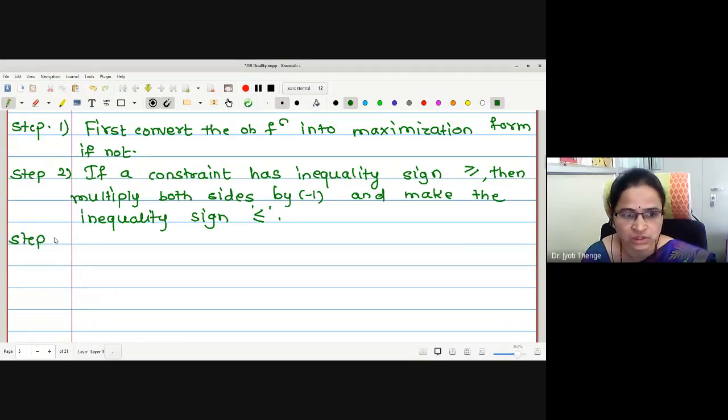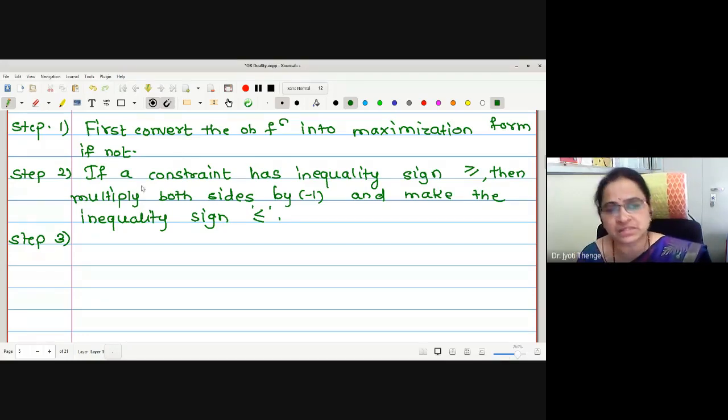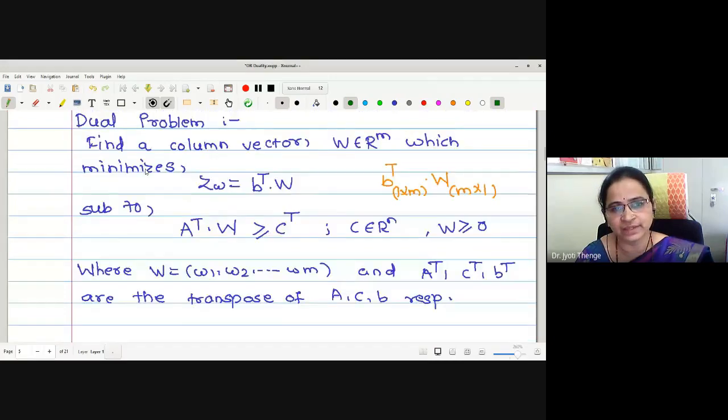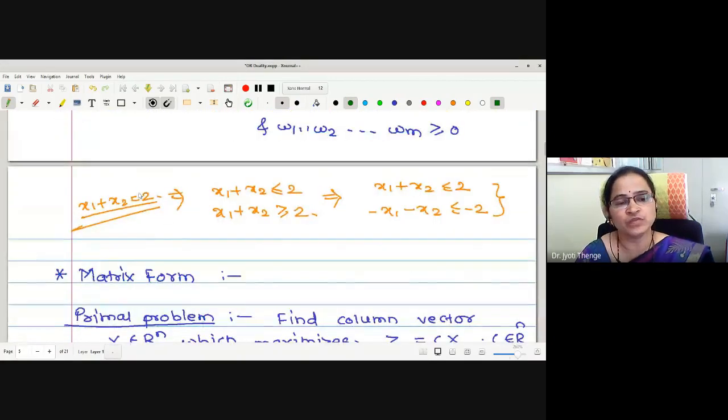Now third is what one should do if any of the constraints is of equal to sign. As I have told you already in the last lecture, if any of the constraints is an equality, then we can replace that equality constraint with the help of two inequality constraints going in opposite directions.